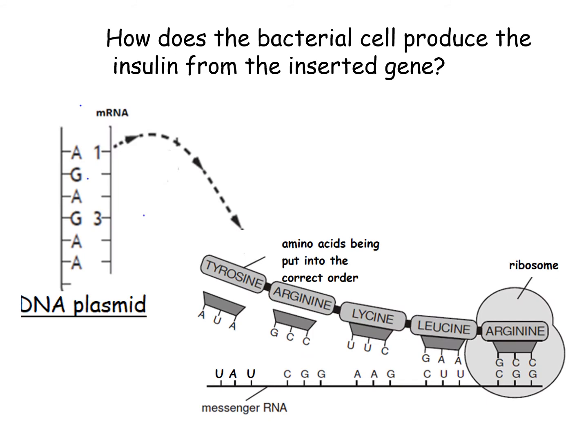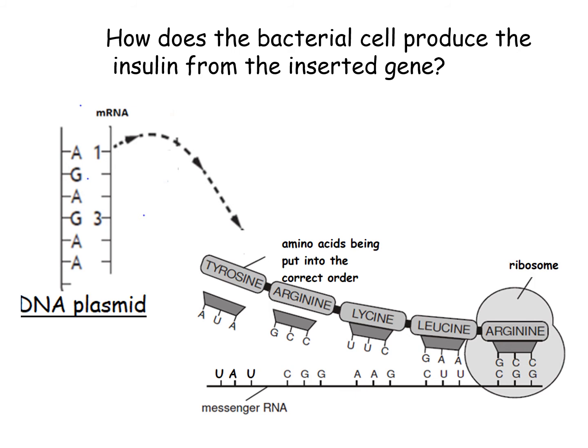So let's just have a wee recap. How does the bacteria cell produce the insulin from the inserted gene? So if that's a DNA plasmid, basically we have the instructions for making human insulin in the bacteria cell. So the bacteria cell will make a copy of messenger RNA to take a complementary copy of the insulin gene and take it to the bacteria ribosome.